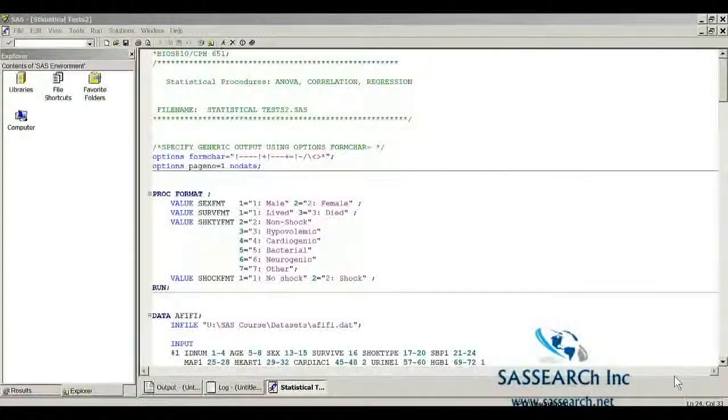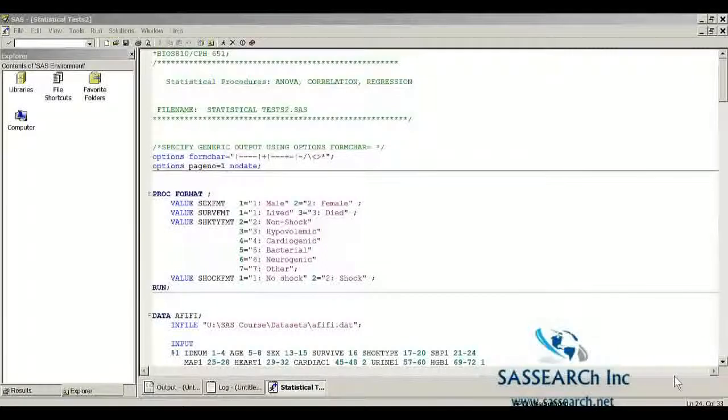The data set that we are going to be using for this demonstration comes from research by Afifi and Azen in 1972. Data was collected for 113 patients at the Los Angeles County Hospital Shock Unit. For each patient, data was taken on admission and either shortly before death or before discharge. The patient's survival status was also noted.